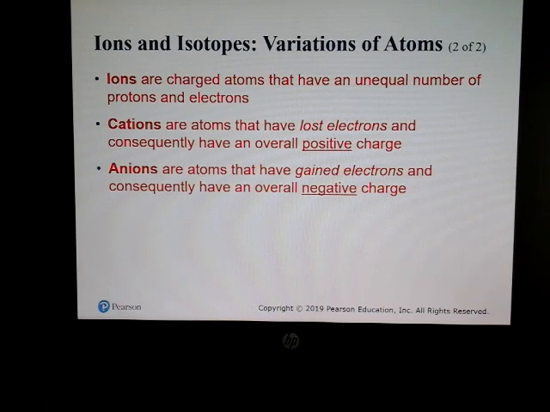Ions, those are charged atoms that have an unequal number of protons and electrons. Cations are atoms that have lost electrons, therefore they have an overall positive charge. And anions have gained electrons, and therefore they have an overall negative charge. Later in the semester, guys, we'll be talking about oxidation and reduction, and that's where you're going to have a loss or a gain of electrons.